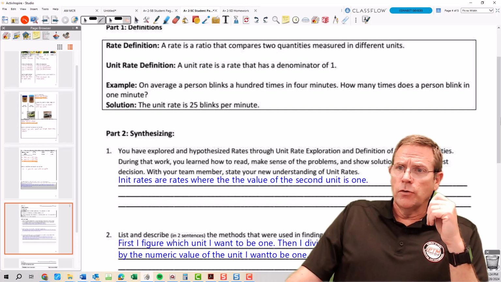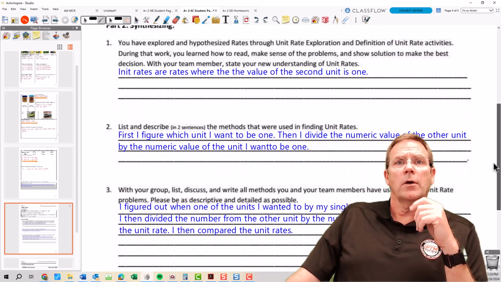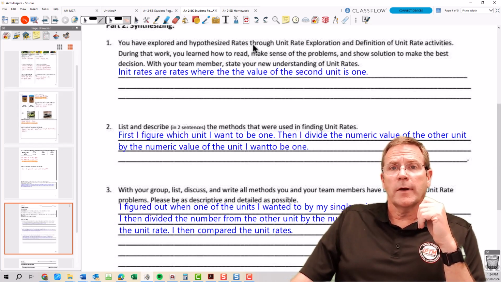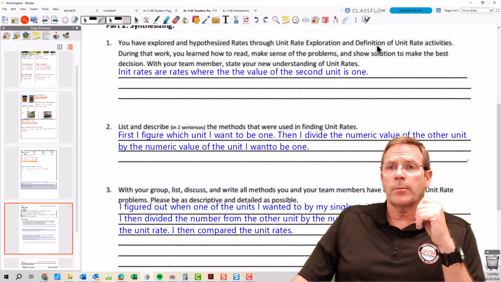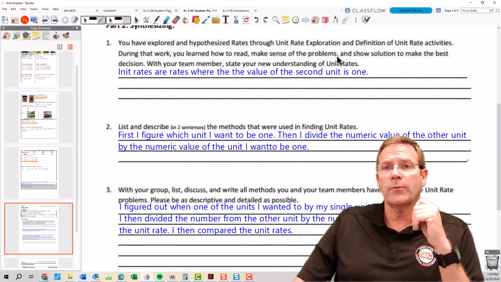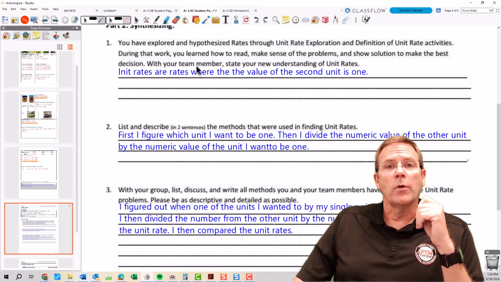From here, you should pause the video and answer these questions, but we're going to go ahead and go over what I did. It says, you've explored and hypothesized rates through the unit rate exploration and definition of unit rate activities. During that work, you learned how to read, make sense of problems, and show a solution that makes the best decisions. With your team members, state your new understanding of unit rates.